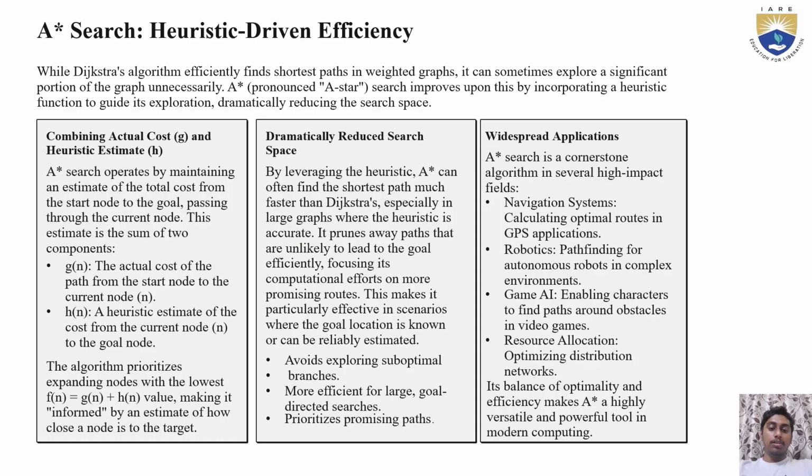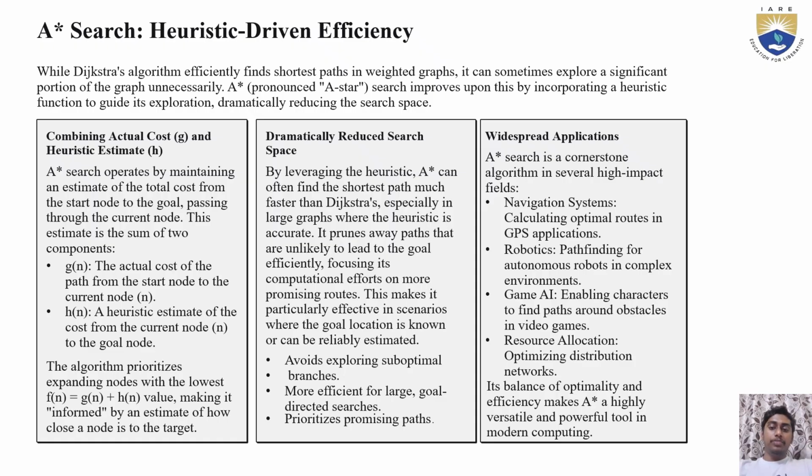This makes it particularly effective in scenarios where the goal location is known or can be reliably estimated. It avoids exploring suboptimal branches, is more efficient for large goal-directed searches, and prioritizes promising paths.